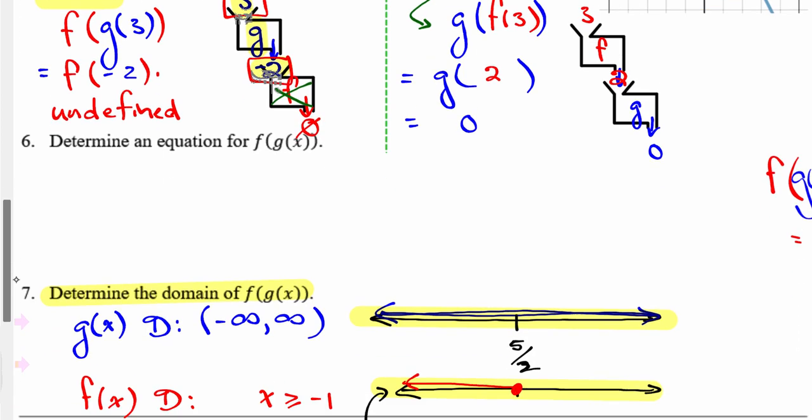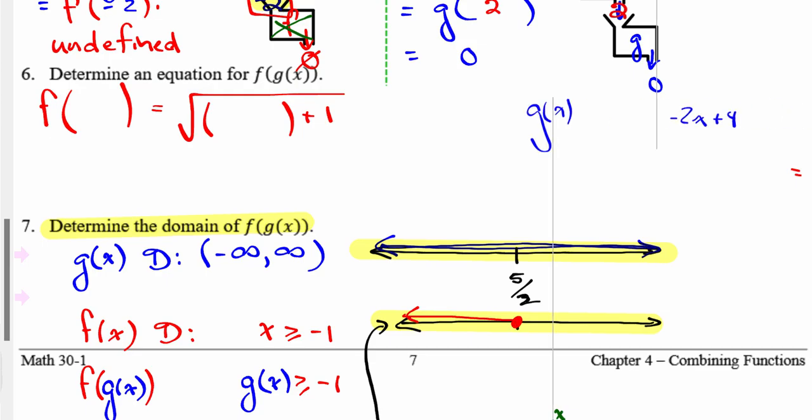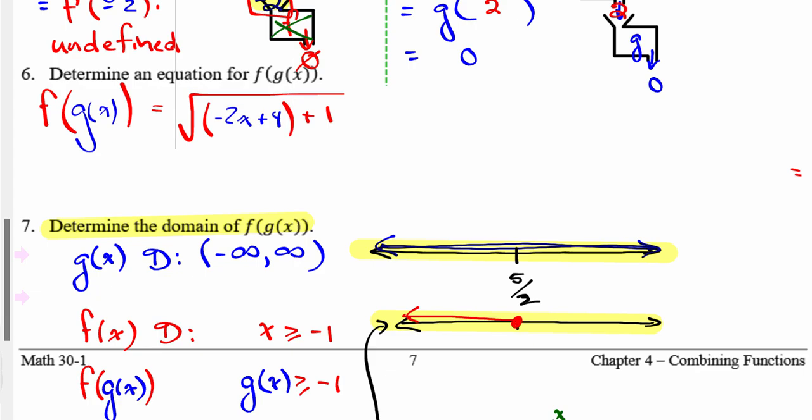Let's come down and look at this equation now. I want to find f of g of x. I'll just pull this out from the side. My f of x function was the square root of x plus 1. Wherever I used to have an x, I substitute in the g of x, which is -2x plus 4. And then as I simplify that equation, I just get the square root of -2x plus 5.